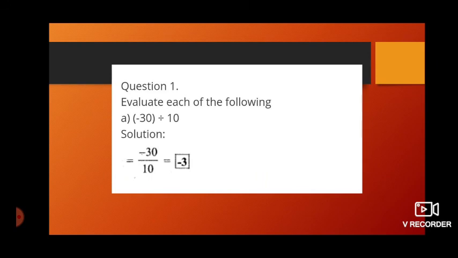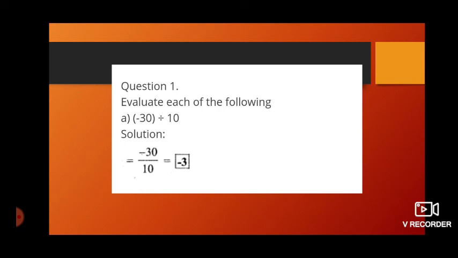Now we'll see a few sums from our exercise, children. Exercise 1.4, question number 1. Evaluate each of the following. First one, minus 30 divided by 10. Here first we'll do normal division. 30 divided by 10 means 10 ones are 10, 10 threes are 30. So the result is 3.